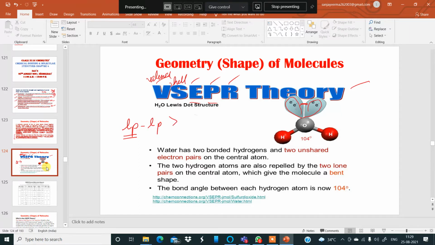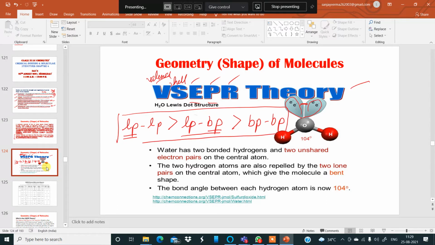Lone pair repulsion is maximum, it is higher than lone pair bond pair repulsion. BP means bond pair, and this lone pair bond pair repulsion is still higher than bond pair repulsion of electrons in molecules. So you must remember this order. It is very important before we begin the valence shell electron pair repulsion theory.